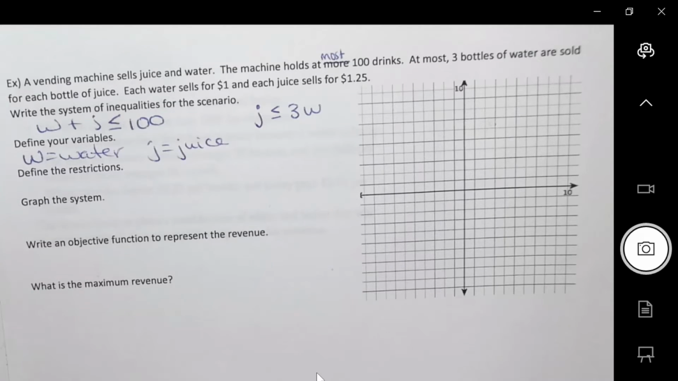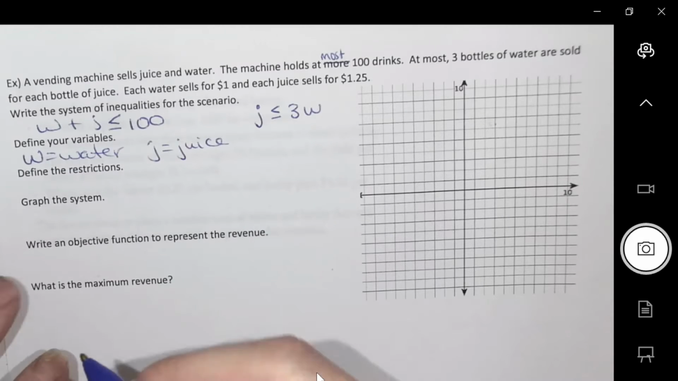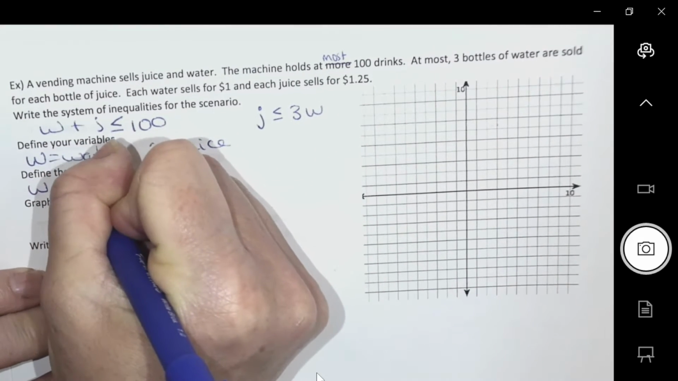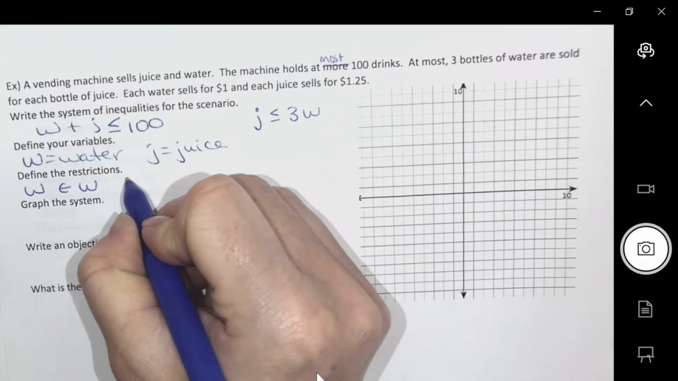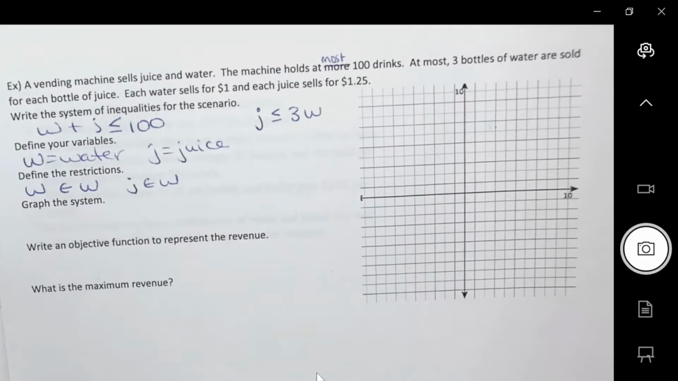Okay, what are our restrictions? So think about having water bottles. The water bottles will have to be whole numbers. You can't have 1.2 water bottles. You can't have negative water bottles. Same with the J. So they have to be whole numbers. Okay, we're going to graph this.